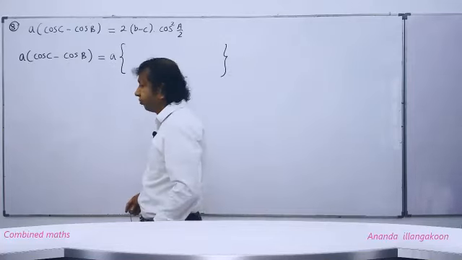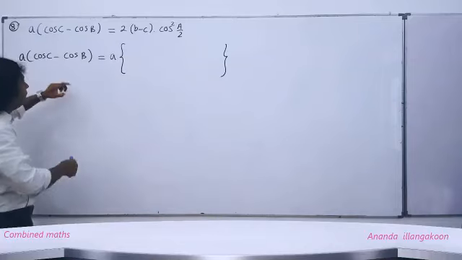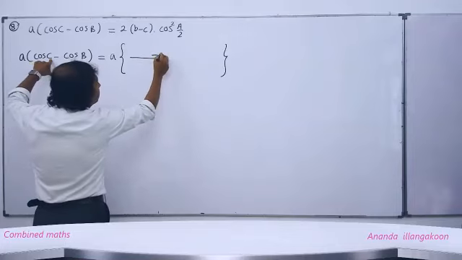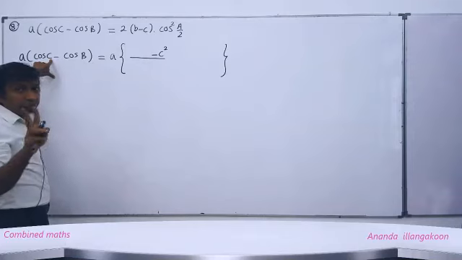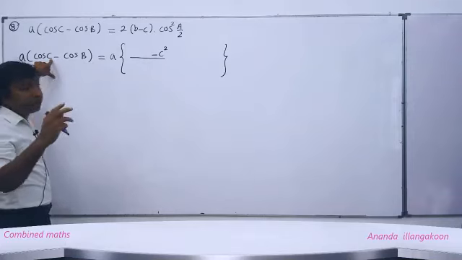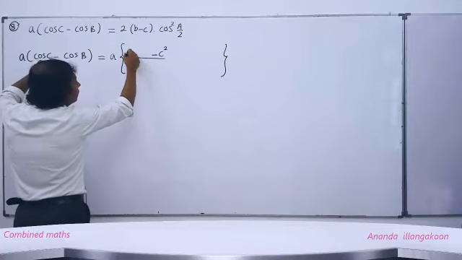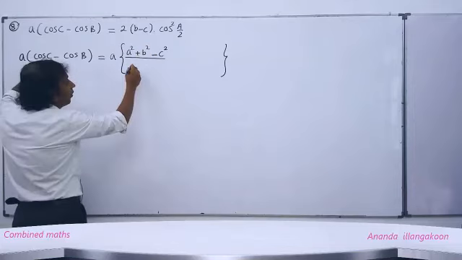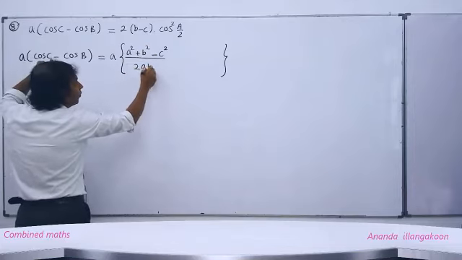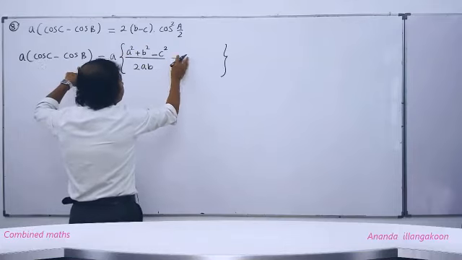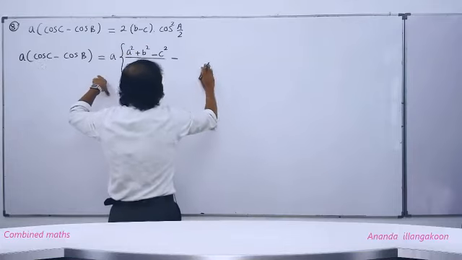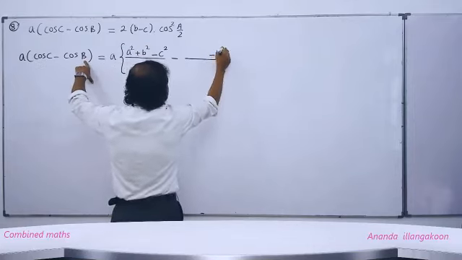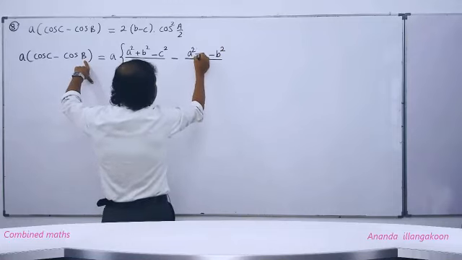What is cos C? Since here we have C, in the numerator we subtract C squared from the other two letters, A and B, the sum of their squares. Then divide this by 2 times AB. Minus cos B: minus B squared from the other two terms, A squared and C squared, divided by 2AC.